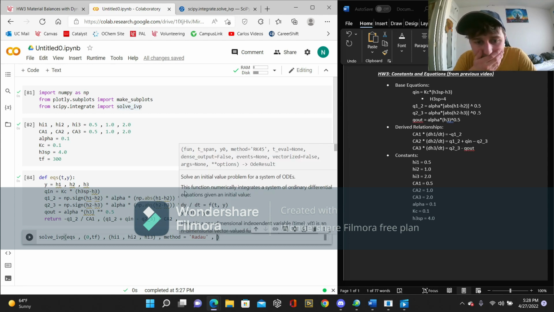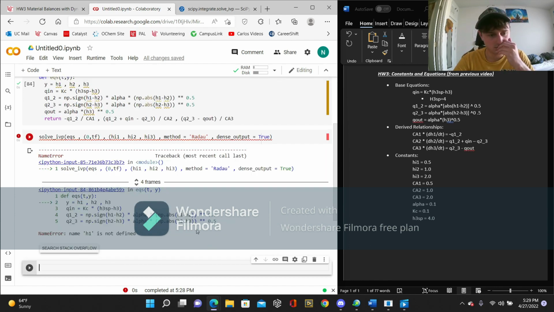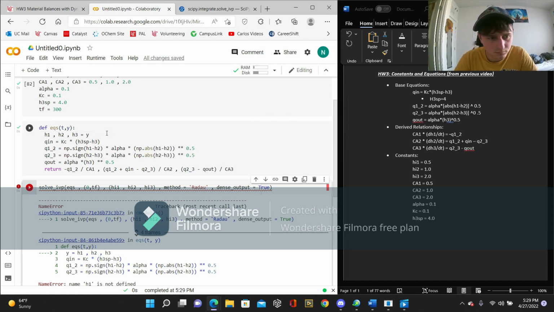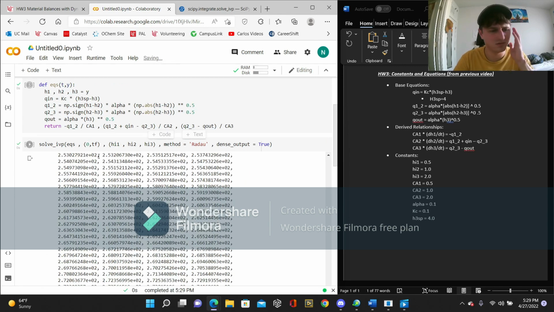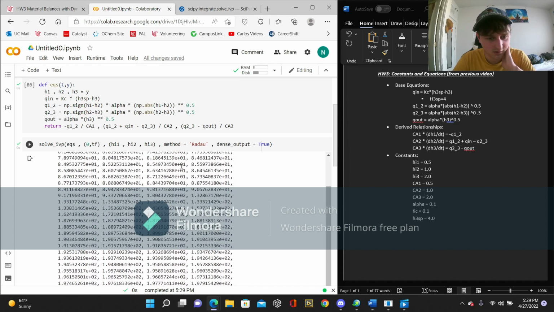And dense output, so that it is easier, dense output is equal to true. And events, vectorized arguments, I don't think we have any of those. Oh boy. Oh, I don't know why it's like that. Just had to flip that. But either way, we get all of these numbers, these arrays.